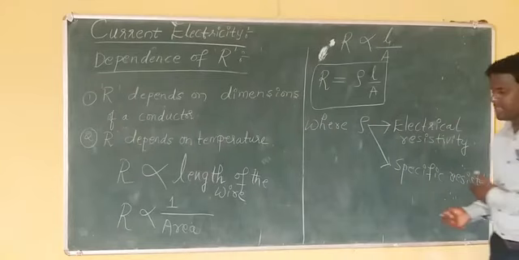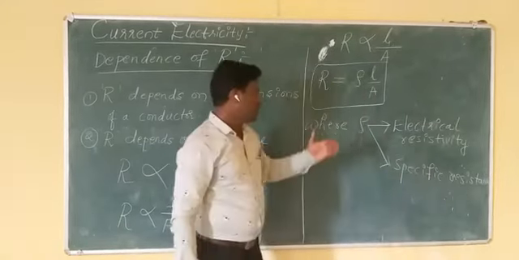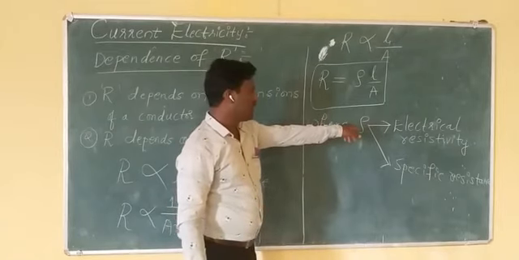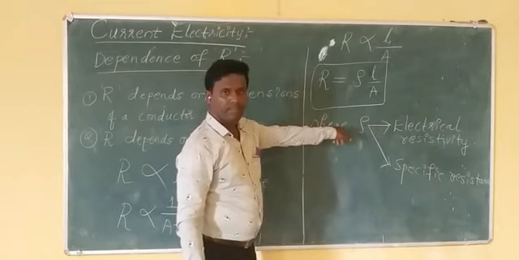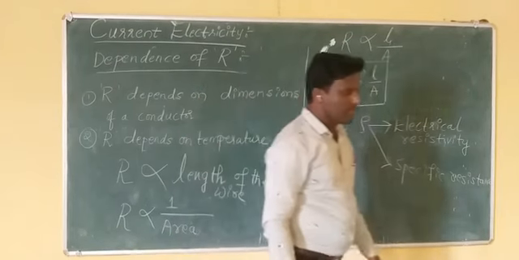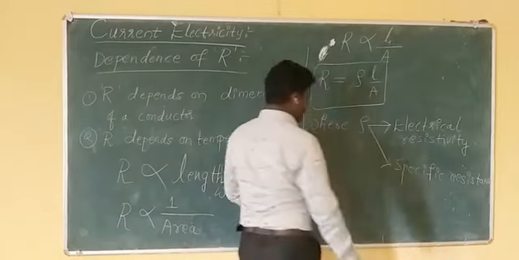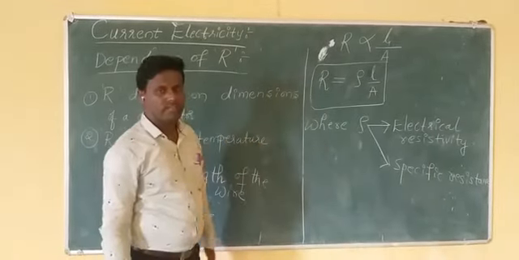Why it is called specific resistance, I will tell you later. First of all, what is the symbol of resistivity? Rho. Rho is the symbol of resistivity, and resistivity is also called specific resistance.